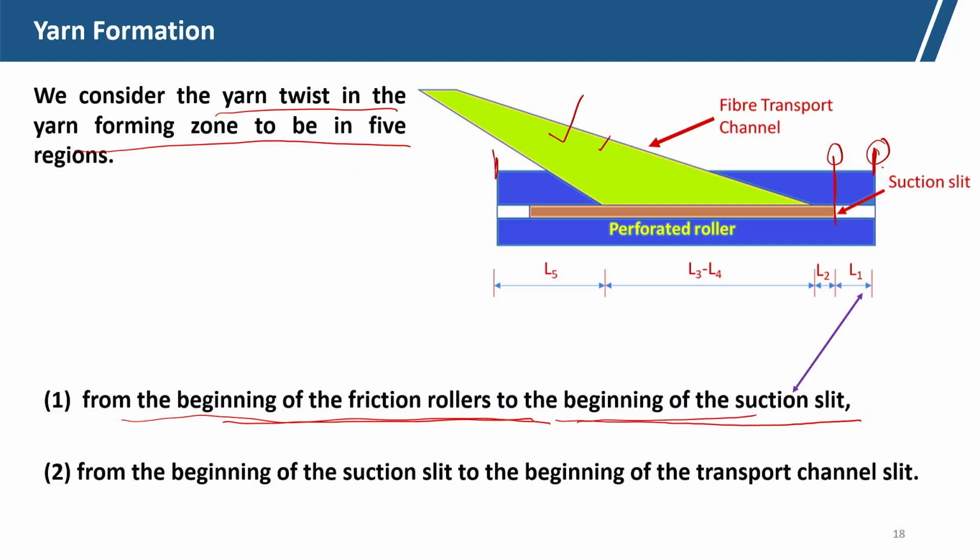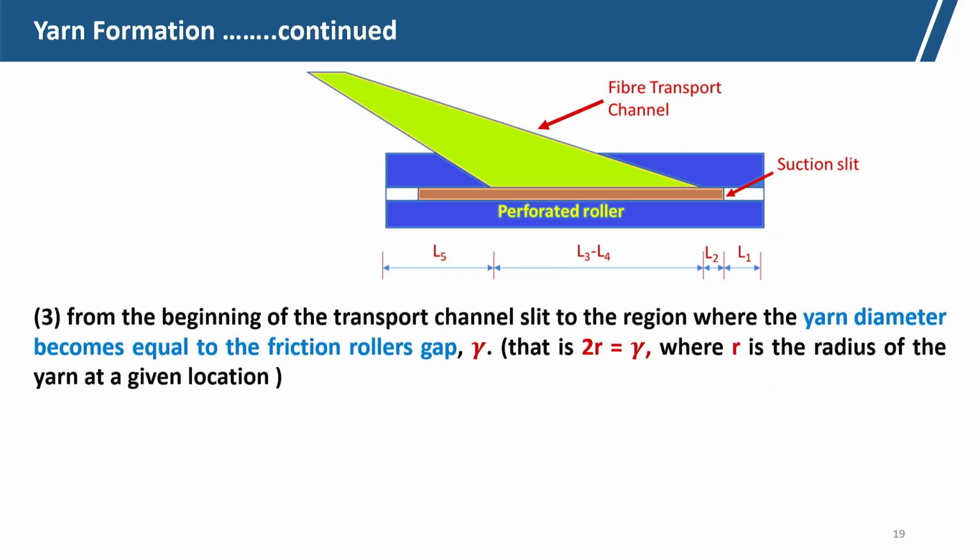Now, zone 2 is from the beginning of the suction slit to the beginning of the transport channel slit, up to which point the fiber will be transported. That is L2. Zone 3 is from the beginning of the transport channel slit to the point where the yarn diameter becomes equal to the gap between the rollers.